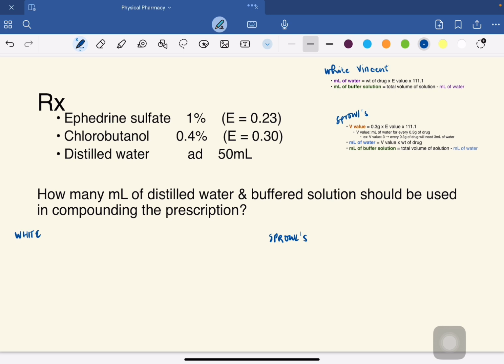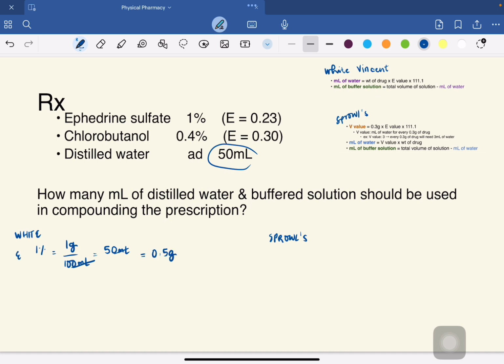So same steps lang sa kanina, only this time we will add the two volumes computed. So let's try to solve. So here you can see that ephedrine sulfate is 1% of the solution. So remember, 1% is equal to, for every 100 ml of the solution, there is 1 gram of the drug. Now, if you look at the final volume, 50 ml siya. So, kailangan natin i-adjust. So, this will be 0.5 grams of ephedrine sulfate.